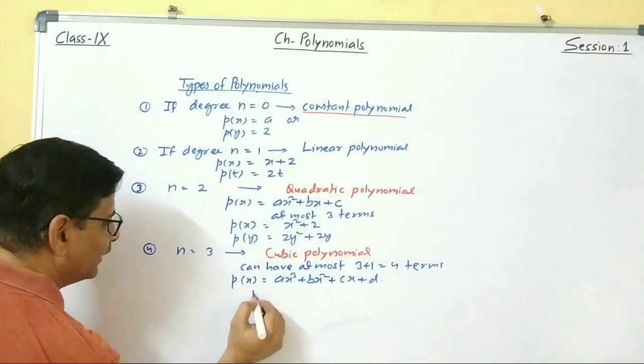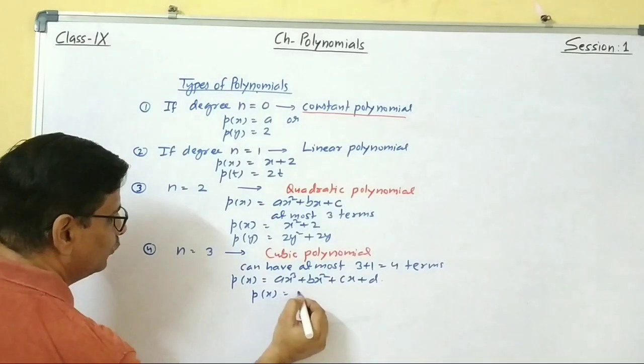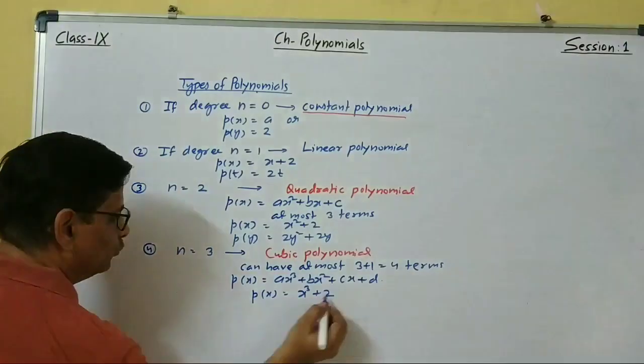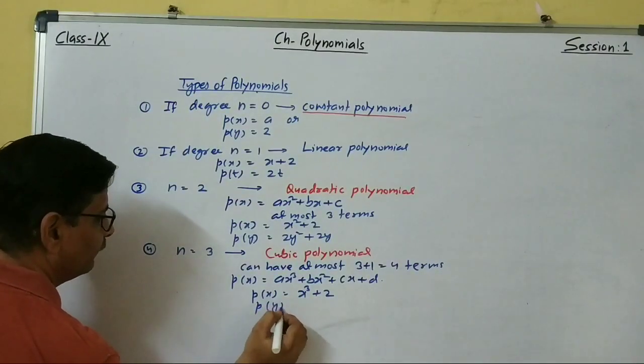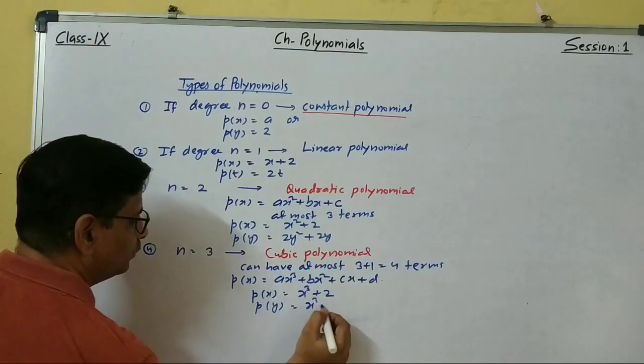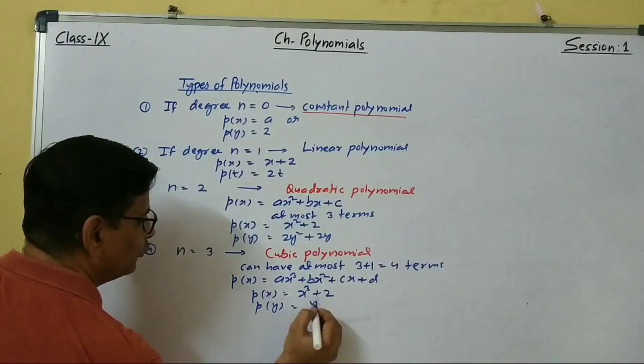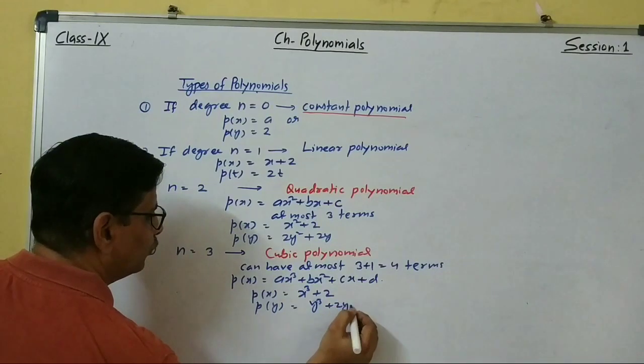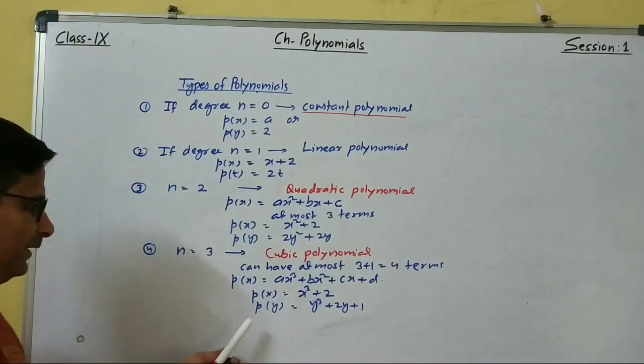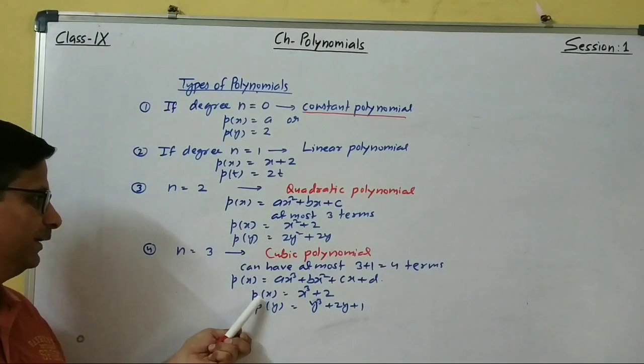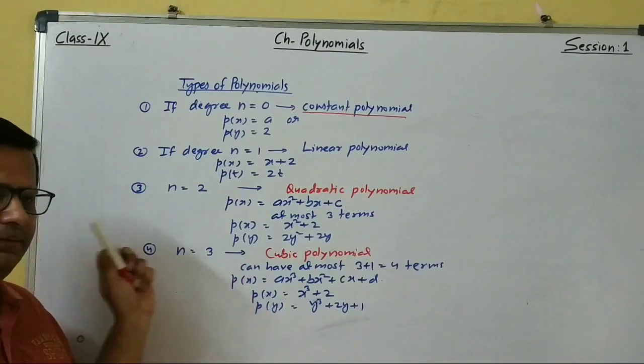It may take shape of like this. P(x) is equal to x cube plus 2, or we can write like this, P(y) is equal to y cube plus 2y plus 1. P(y) means polynomial in y, P(x) means polynomial in x, here P(y) means polynomial in y.